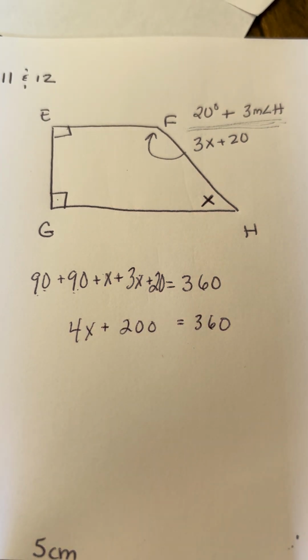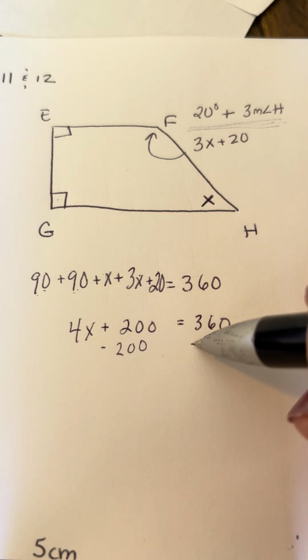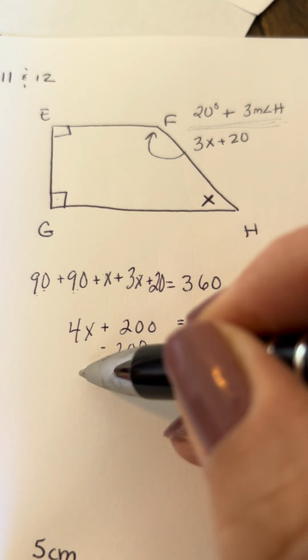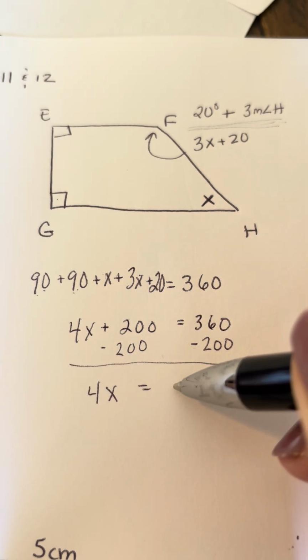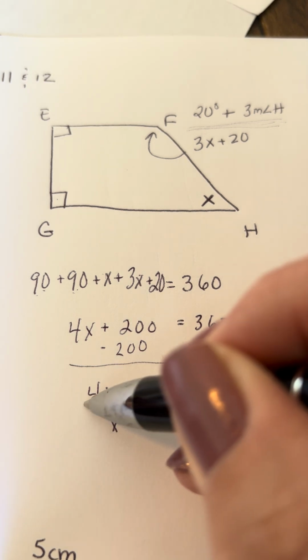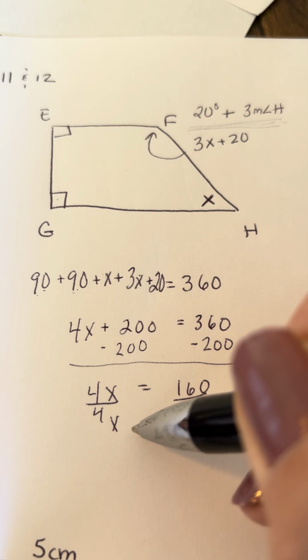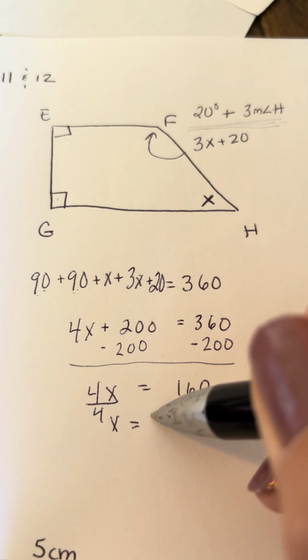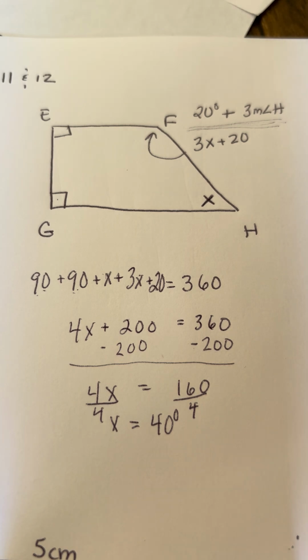So now I have an algebraic equation that I can solve. I can subtract the 200 from both sides. And I get 4x equals 160. Then divide by 4. And I get x is 40 degrees.